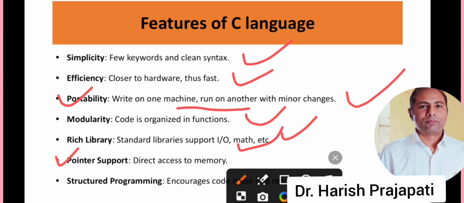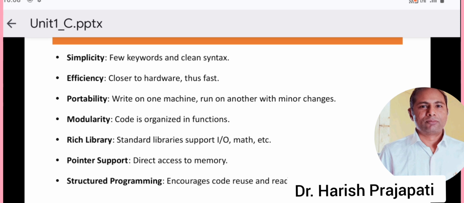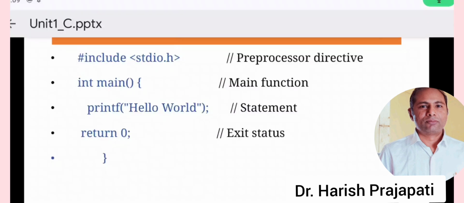Now I have told you it has structured programming. Structured programming means we can divide the program into different blocks. So that's why it has structured programming. So these are some of the features of C: simplicity, efficiency, portability, modularity, rich library, pointer support, and structured programming. So these are some of the features of the C language.